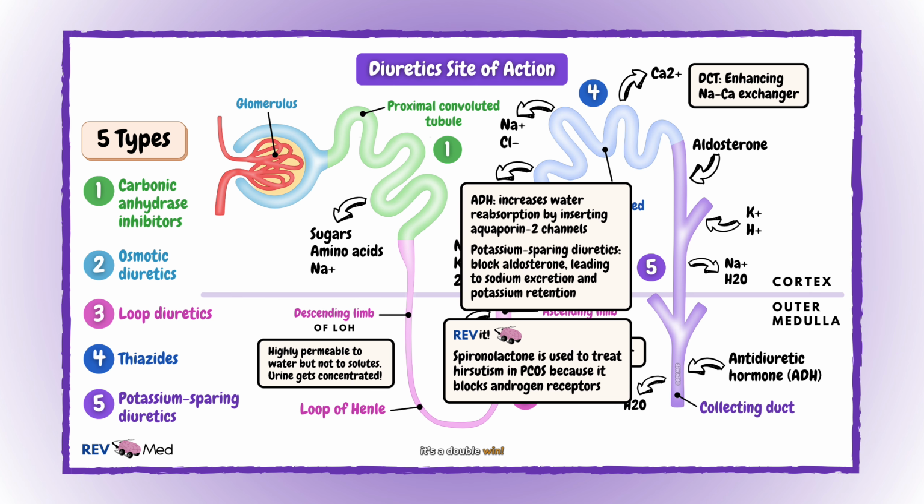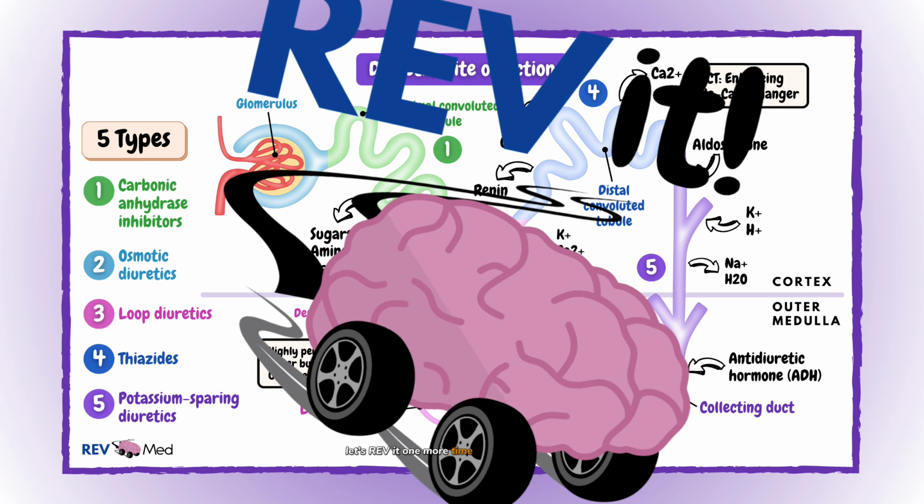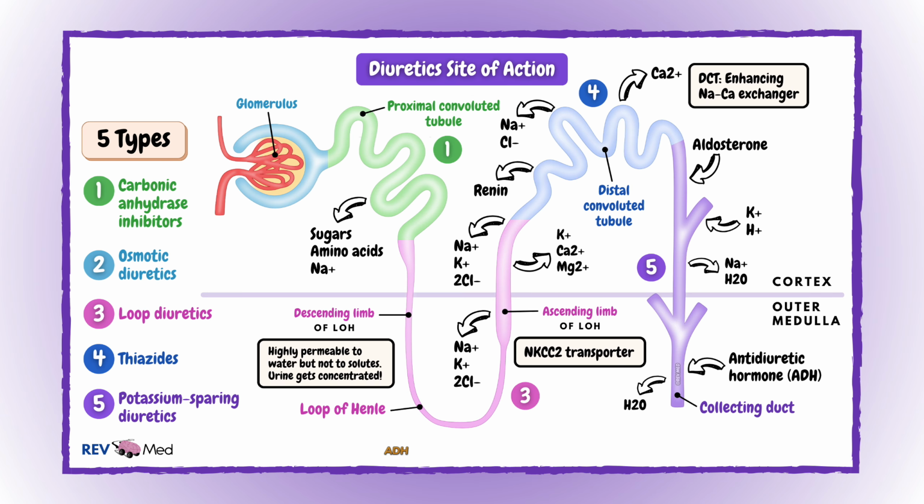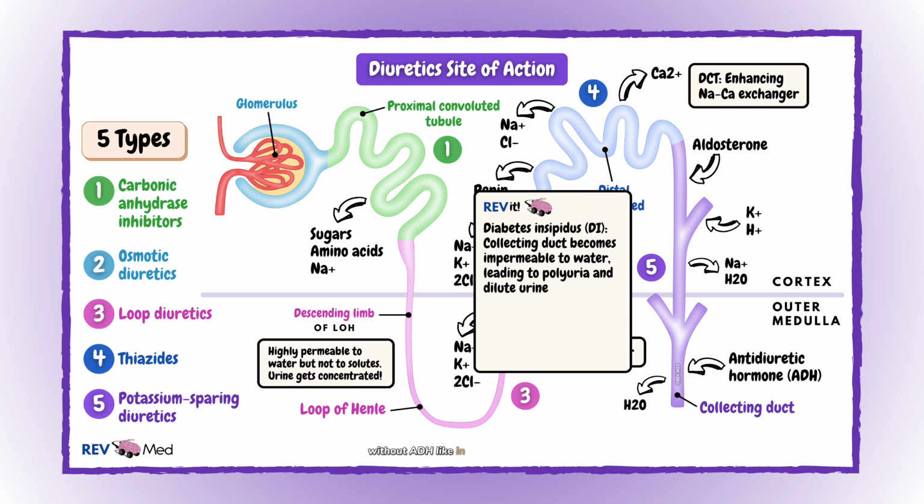It's a double win. Let's rev it one more time with a high-yield fact. ADH acts on the collecting duct to insert these aquaporin channels, allowing water to be reabsorbed. Without ADH, like in diabetes insipidus, the collecting duct becomes impermeable to water, leading to polyuria and dilute urine. Remember, central DI is due to lack of ADH production, while nephrogenic DI is due to renal resistance to ADH.